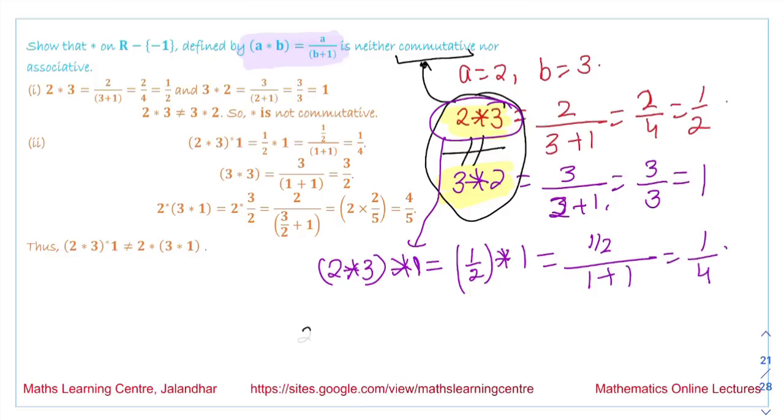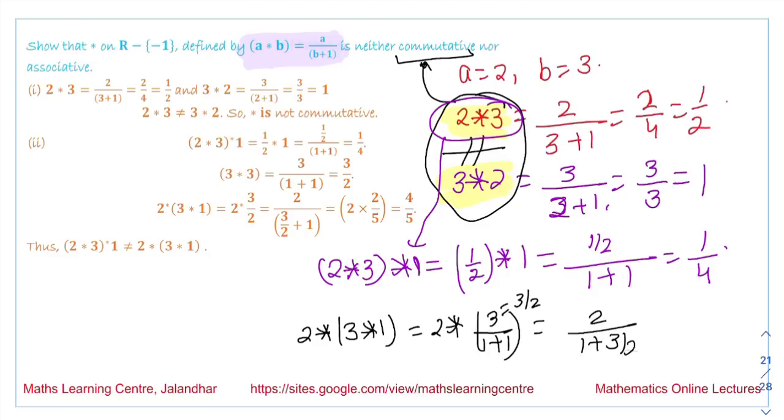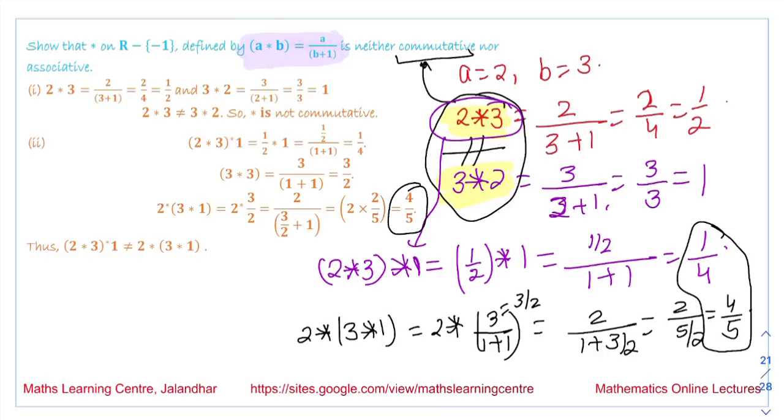Now if we calculate 2 star (3 star 1), it means 3 over 1 plus 1. This value is 3 by 2. So the answer we obtain is 2 over 1 plus 3 by 2. This is equal to 2 over 5 by 2, that is equal to 4 by 5. Again both these values are not equal to each other. So we are saying that (2 star 3) star 1 is not equal to 2 star (3 star 1). That is, this operation is not an associative operation.